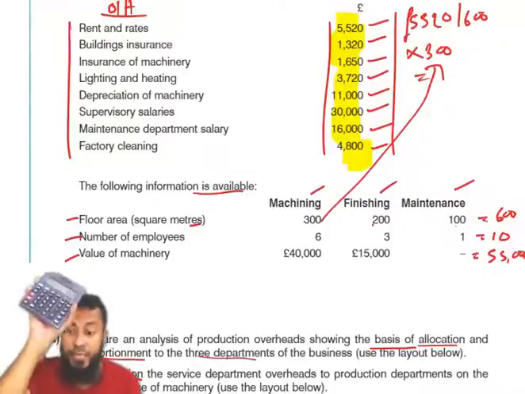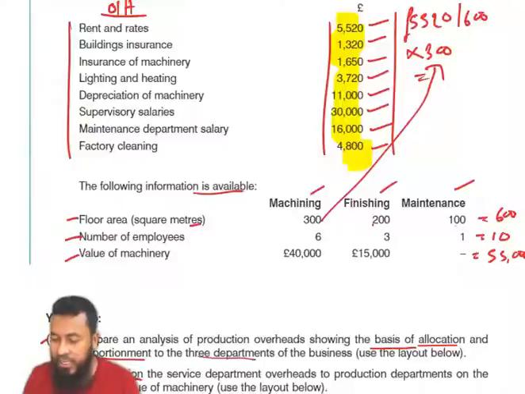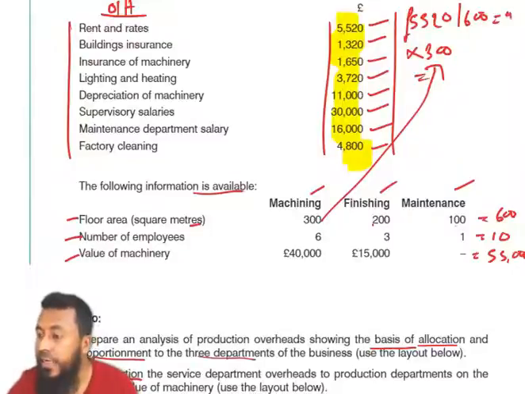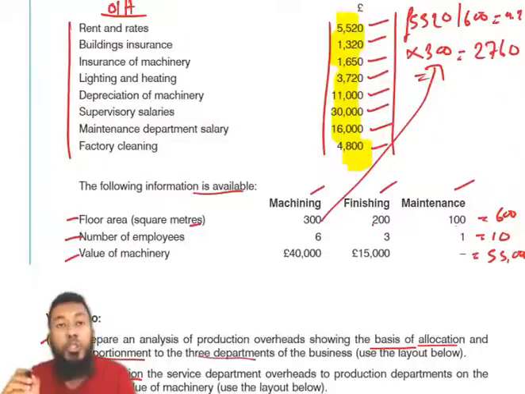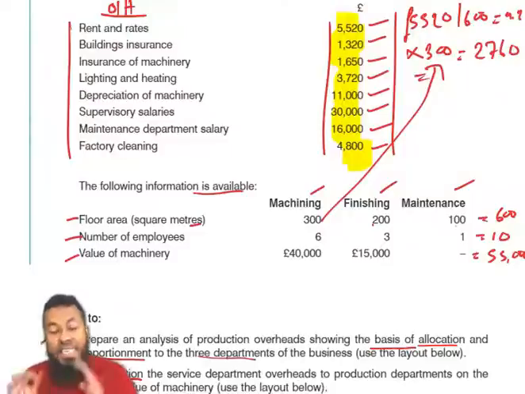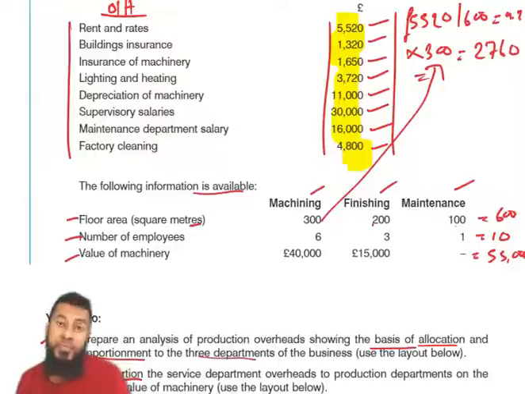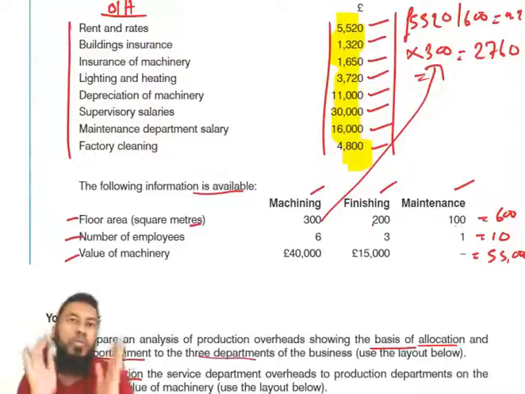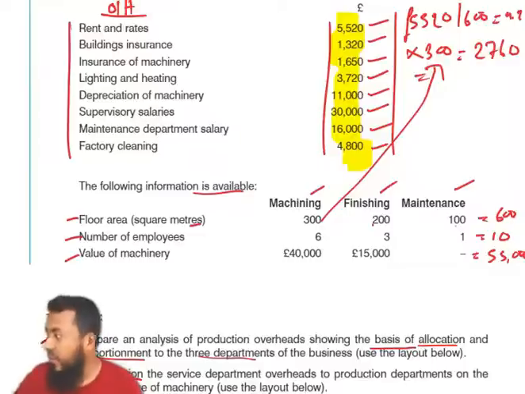5,520, there is my big calculator, divided by 600, 9.2 I get. 9.2 times 300, you get 2760. So that much should be charged of your rent to the machining department, and likewise to finishing, likewise to maintenance. Same way we do for every bit of it. The first thing we need to know is the basis of apportionment, then we do all these workings, then we put our answer into the answer script.